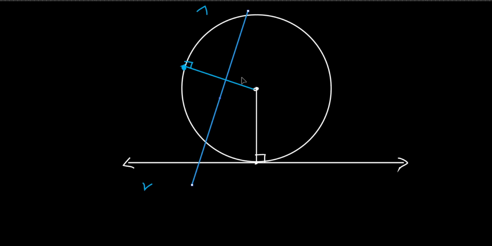So let me read what the theorem says word for word. It says, if a line in a plane of a circle, that blue one right there, is perpendicular to a radius at a point on the circle.